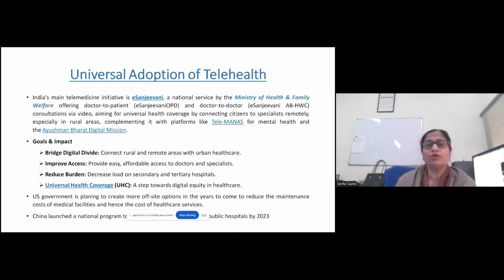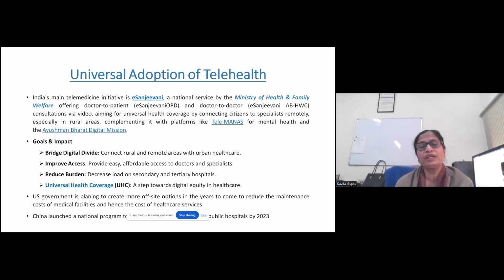So the goal of all these telehealth applications, which are universally adopted, is to bridge the digital divide between the rural and remote areas, improve the access to doctors and specialists, affordable access to doctors and specialists, reduce burden on the secondary and tertiary hospitals where the doctors are not available, or most of the hospitals are having only a single doctor. So universal health coverage is a step towards digital equity in healthcare. We are talking about equity in every domain. So we want digital equity in healthcare also. So telemedicine or telehealth is a step towards digital equity in healthcare.